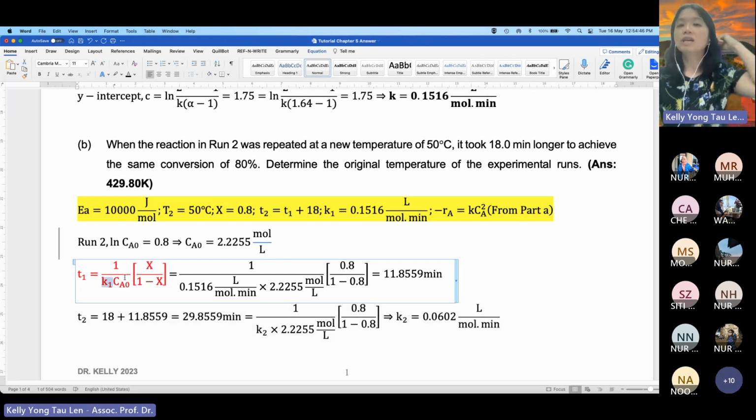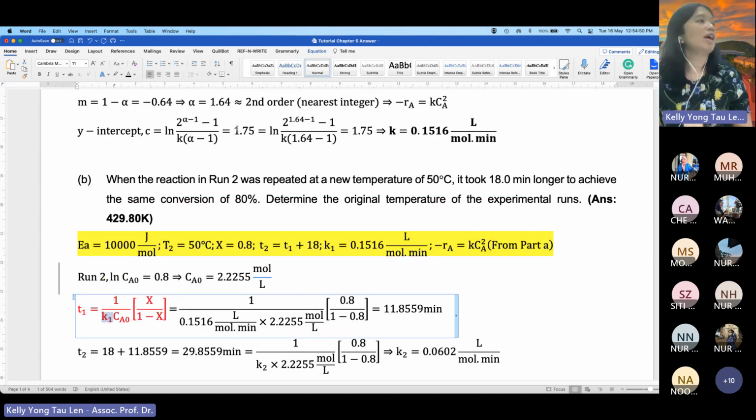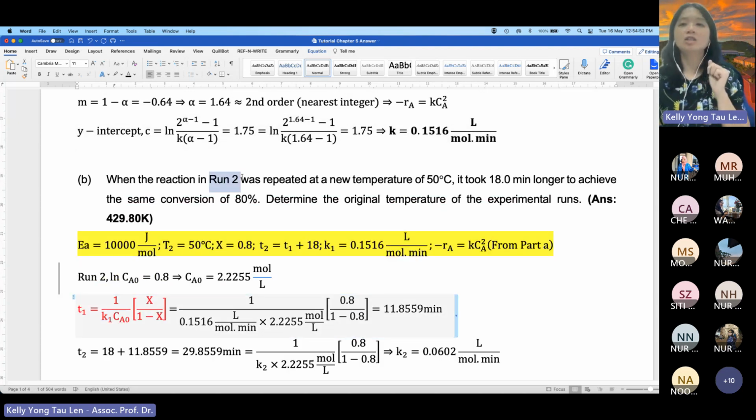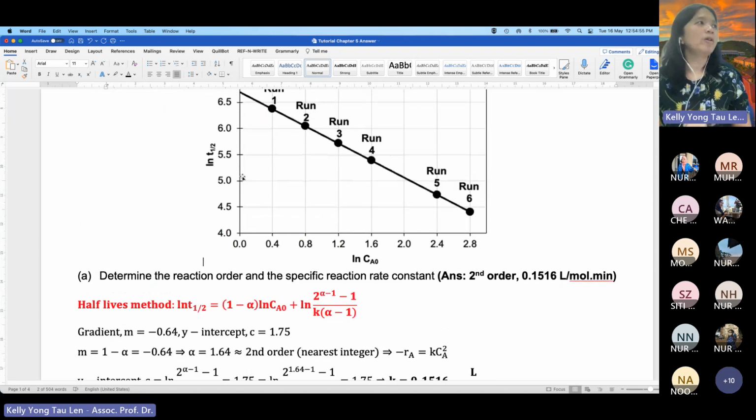CA0. So CA0 ni pun kita kena tahu macam nak cari. Okay, so how do we find it? Kan dia dah kata the reaction is in run 2. So kamu tengok plot, run 2. Okay, kalau kamu tengok nilai paksi X dia adalah 0.8. This 0.8 refers to ln CA0. Ln initial concentration of A pada run kedua sama dengan 0.8.